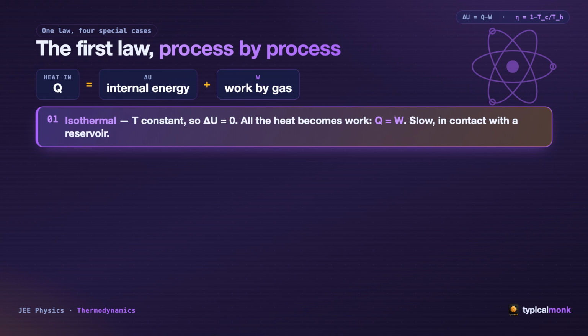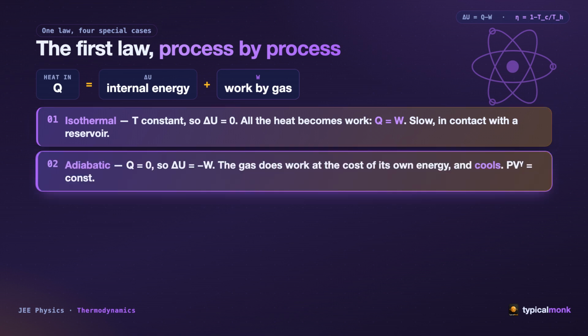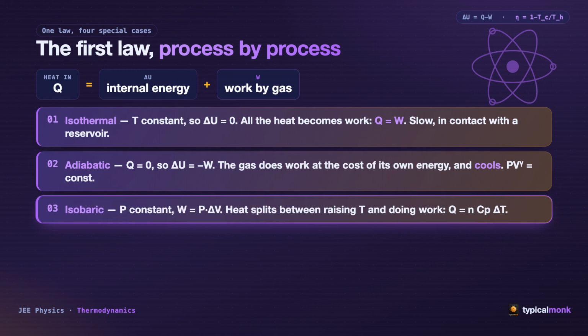Now let us apply the first law to each process in turn. Heat in equals the change in internal energy plus the work done by the gas. Isothermal: the temperature is constant, so delta U is 0. All of the heat becomes work, Q equals W. This happens slowly in contact with a heat reservoir. Adiabatic: no heat, so delta U equals minus W. The gas does work at the cost of its own internal energy, and so it cools. And it follows PV to the power gamma equals constant.